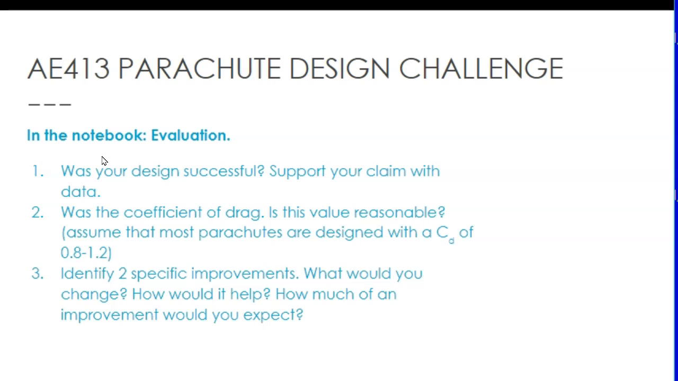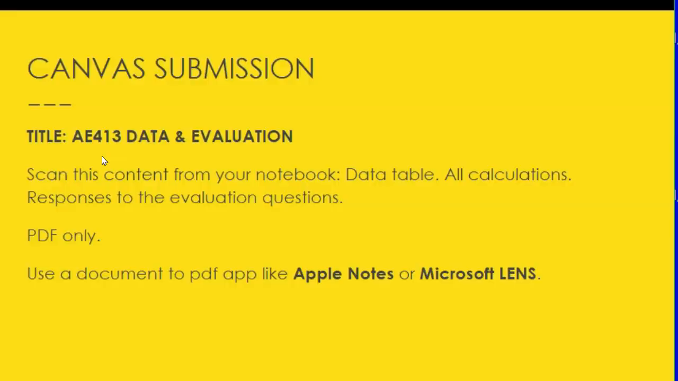And then identify 2 specific improvements that you could make to your parachute to improve performance. What would you change, and how would it help? Be specific. Don't just say I would make it stronger and bigger. Tell me what you would change specifically, how would it help, and how much of an improvement would you expect to see. So you're going to scan all that data and evaluation into a PDF and turn that in for this assignment.